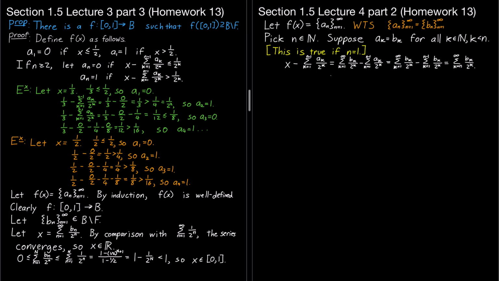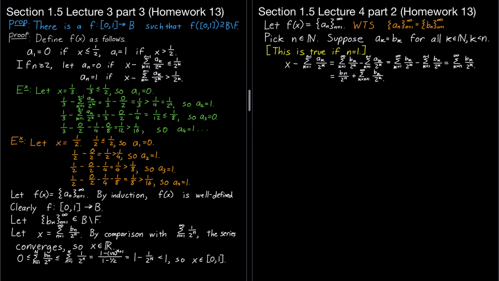And then I'm going to pull out the first term, our b_n over 2 to the n term. And then we're going to add to that the sum from k equals n plus 1 to infinity of b_k over 2 to the k. All right. So now we want to figure out what a_n is, and we do that by figuring out what this thing is.